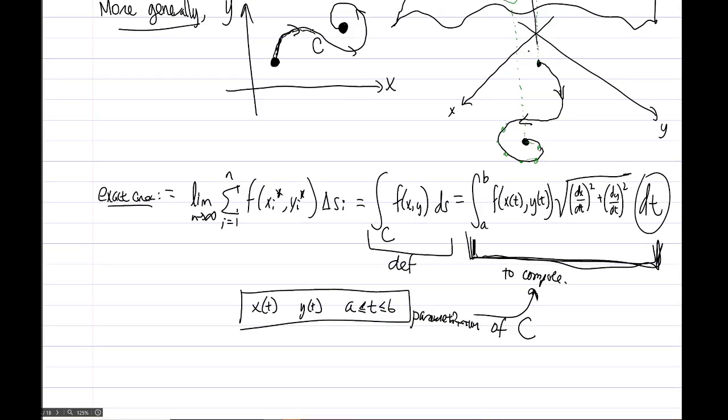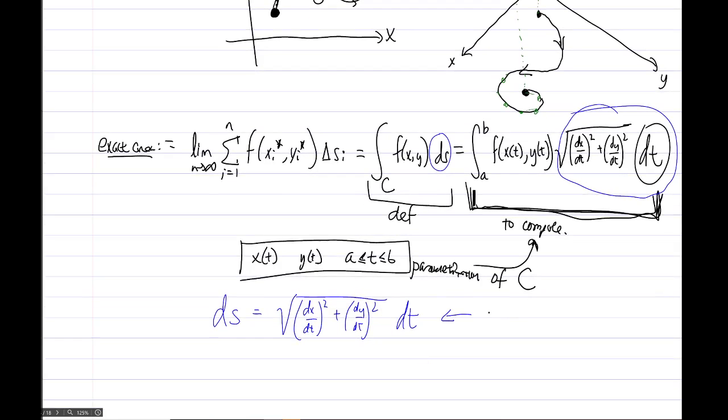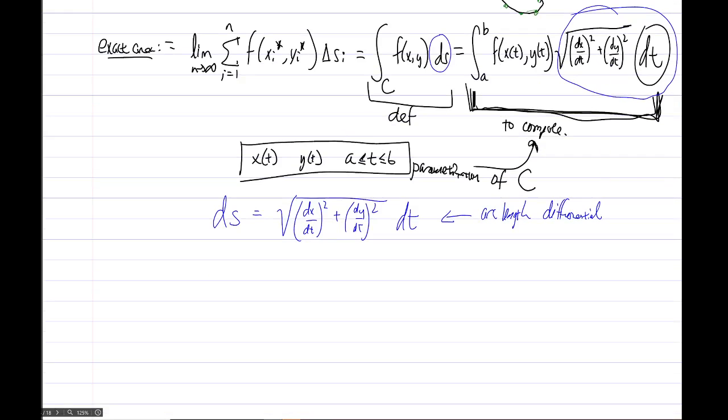Also, this part right here, let me circle it maybe in blue: ds is the square root of dx over dt squared plus dy over dt quantity squared, dt. We've actually seen this before. It's called the arc length differential. If you look at the formula for arc length, there's a piece that looked like this in it. Okay, we'll stop this section here.